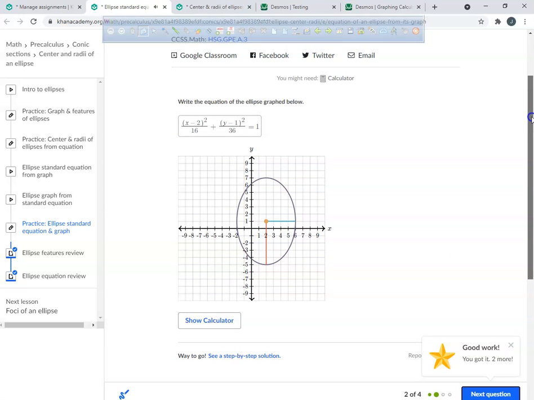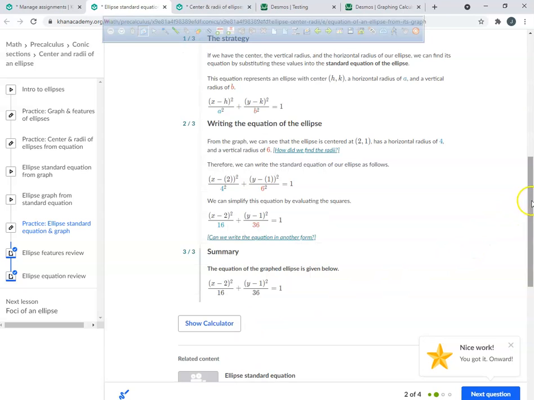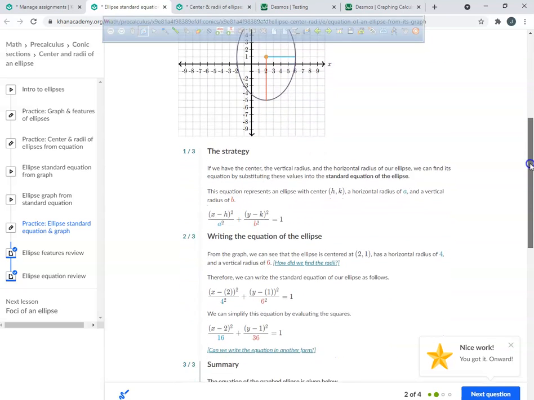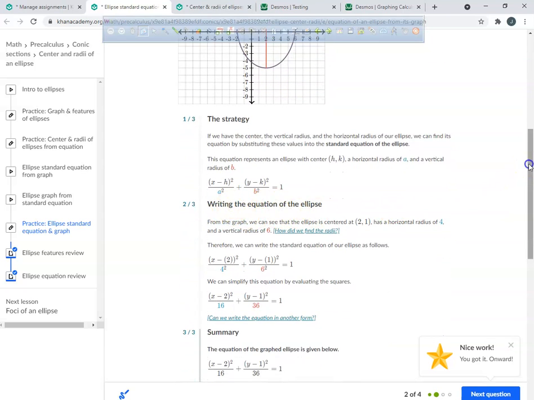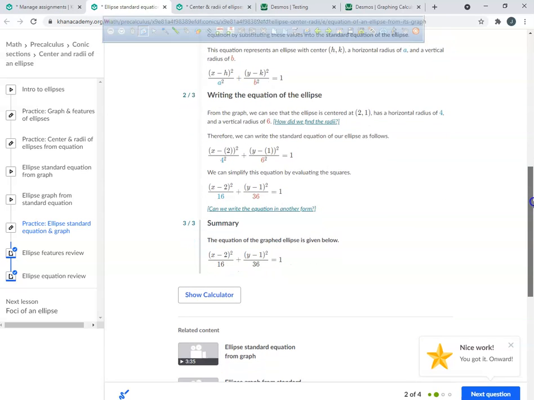All right, so that's basically what you're going to be doing today. If you mess up, say see step-by-step solution, and they should give you a picture of the graph and let you know what the a squared and the b squared was.